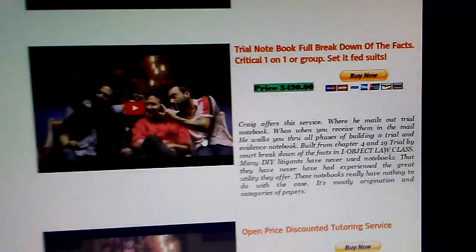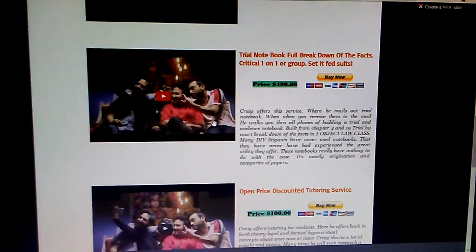Now this is critical. I'm going to show you what my trial notebook is. I offer this service. Now this isn't about court papers itself. This is about an organizational system that has to be done. Now here's an example of an exhibit. See these skid marks? I was in a recent case here. Okay, here's an example of skid marks, an exhibit.